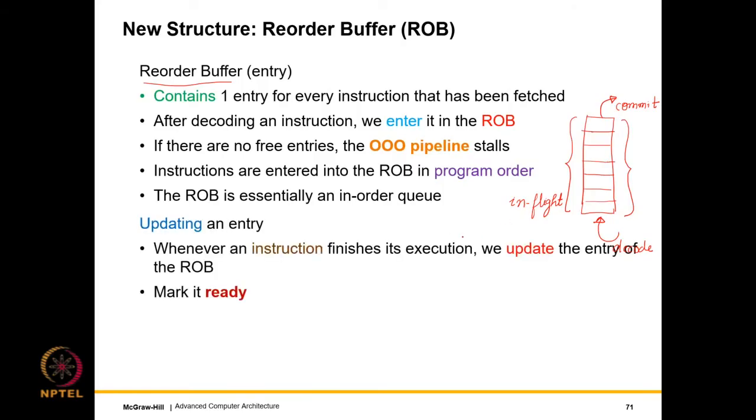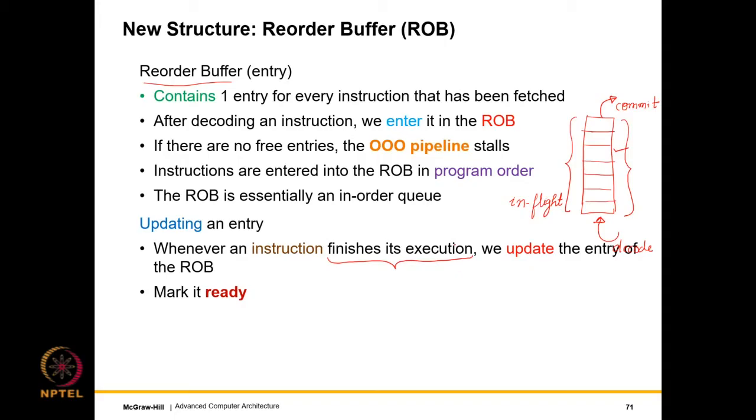So when do we update an entry? After we decode, the instruction remains in the ROB. As soon as an instruction finishes its execution, which means it computes its value and it is done, we update the entry of the ROB. There is a ready bit in the ROB, and we mark it as ready.